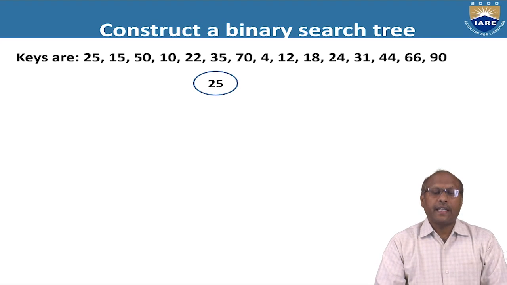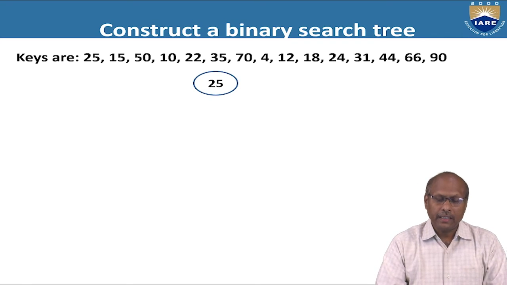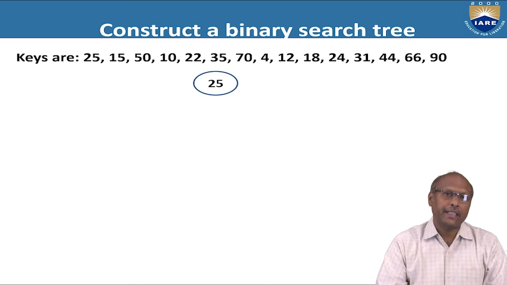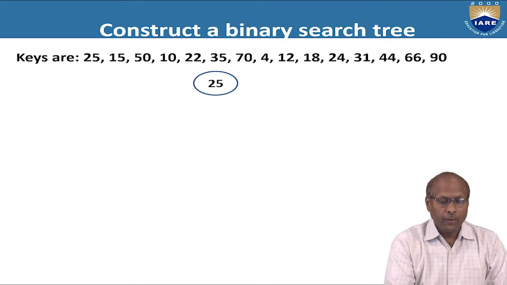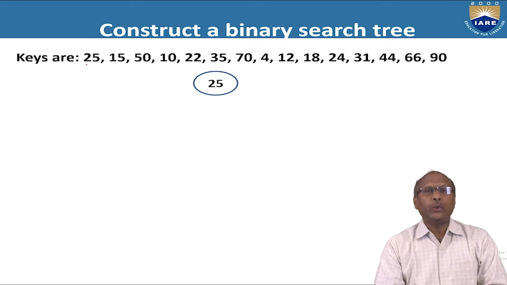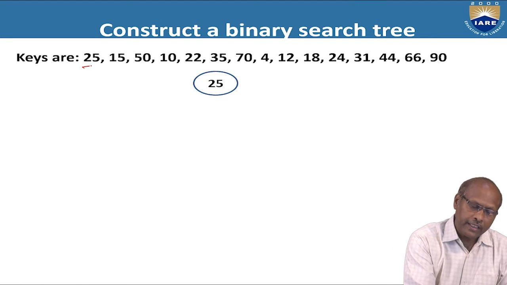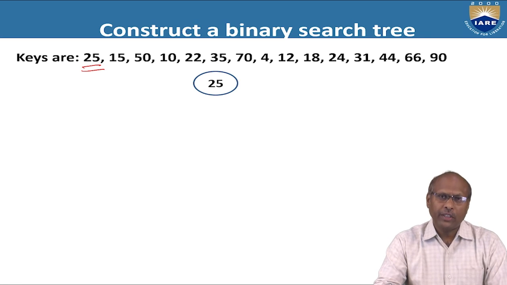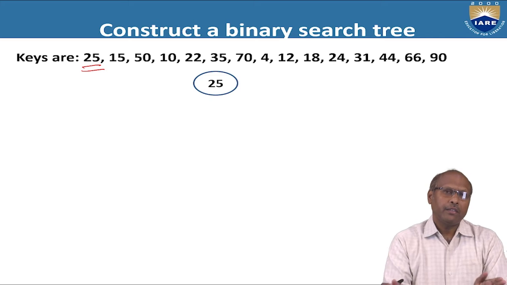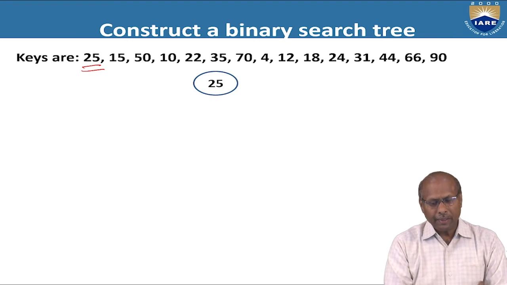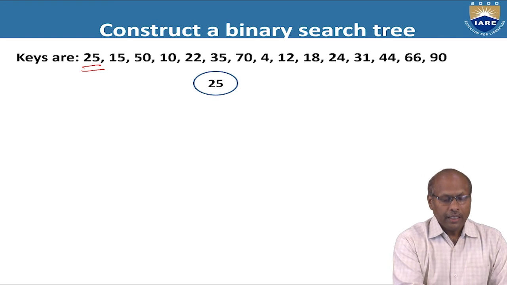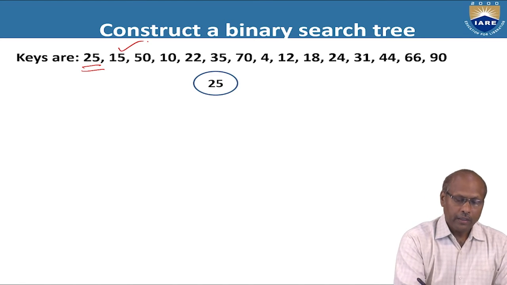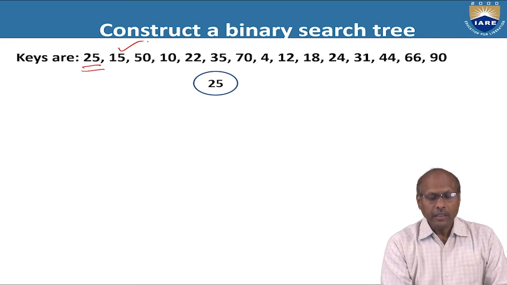Assume this is the given sequence of data. Using this given sequence, you have to construct a binary search tree. Now, which one do you decide as the root? The first data is always the root, because in a binary search tree the root is the starting point. After deciding the root, you can decide the remaining data, whether left side or right side, based upon the value. Now, after 25, the next data is 15.